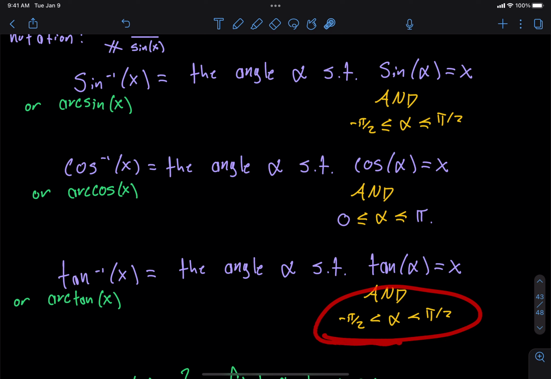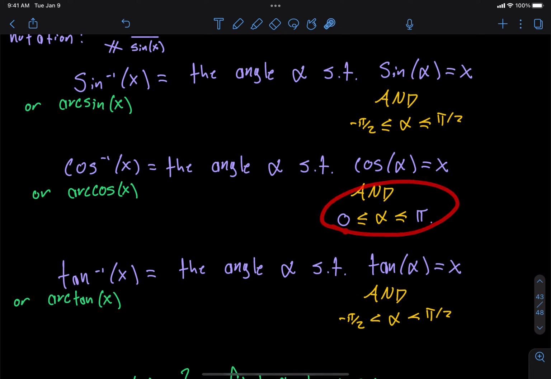Okay? This is what we had to have for tan inverse. See this? Negative pi over 2 and pi over 2. This is a choice, okay? And it's sort of an arbitrary choice. But this is what we are going to roll with from here on, okay? So tangent and sine, we're looking at the right half of the unit circle. Only cosine are we going to look at the top half of the unit circle.